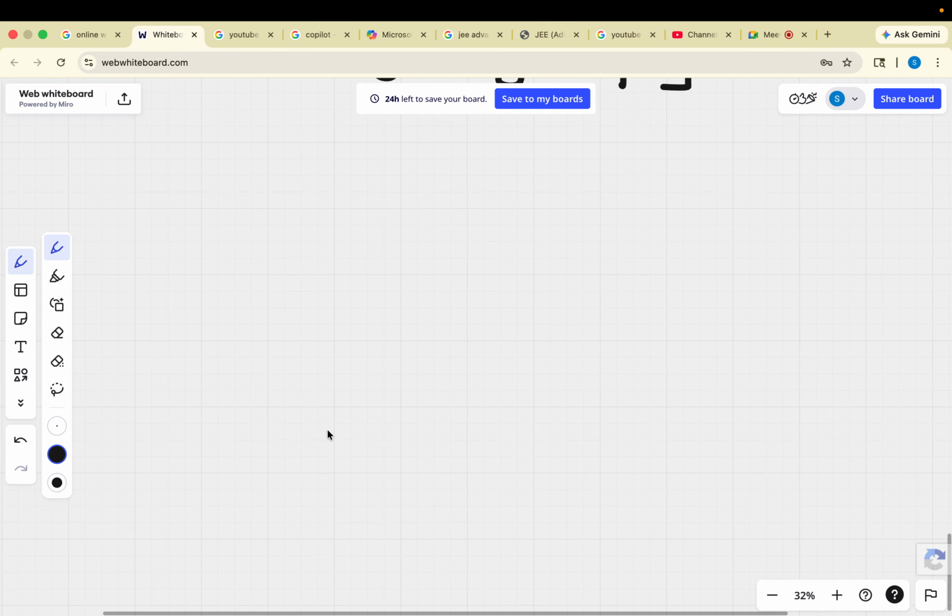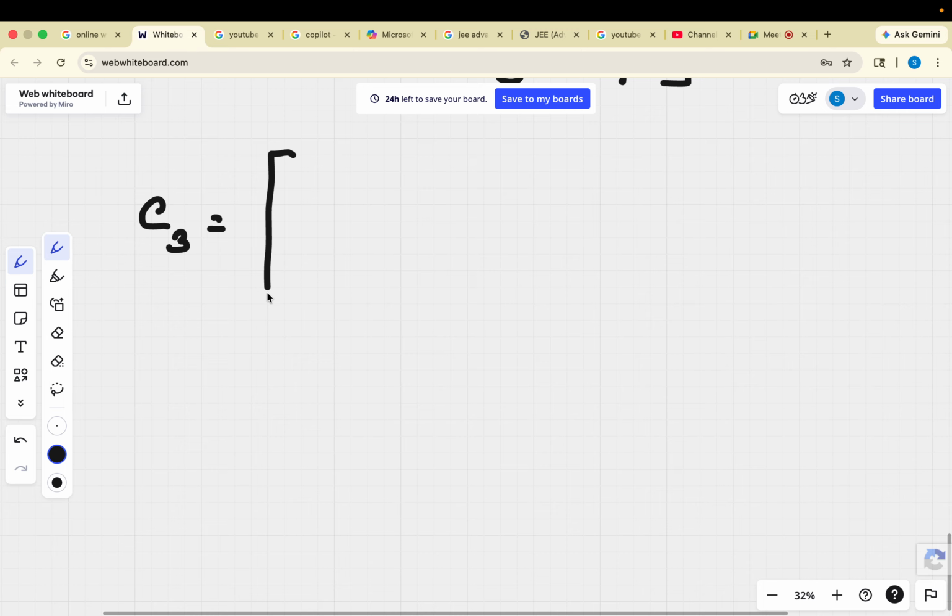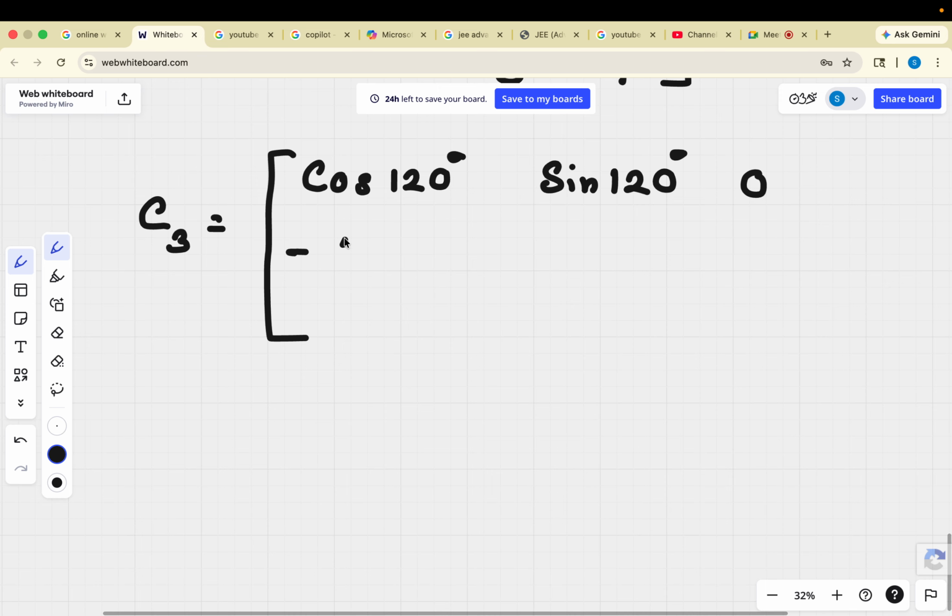Now suppose I am finding for C3. For C3 what will be the matrix? So that I have to find out. C3 means theta value will be 120. So write down here cos 120 degree, then sine 120 degree, then 0. Next will be minus sine 120 degree.